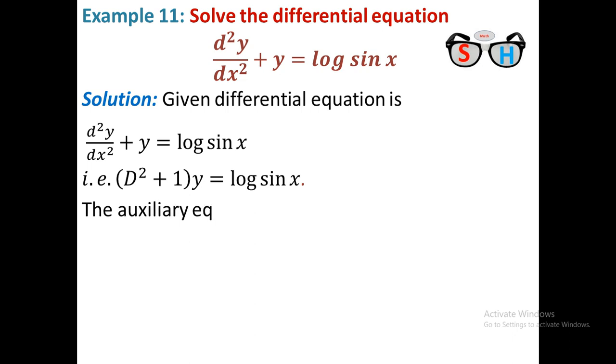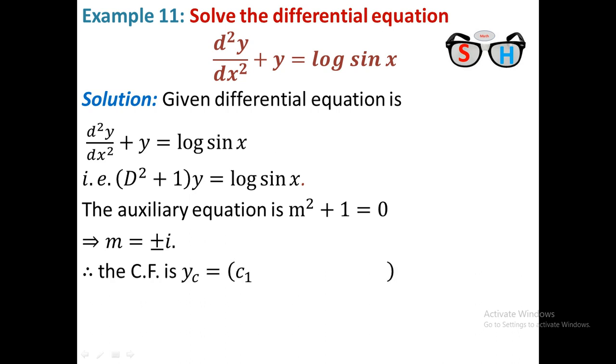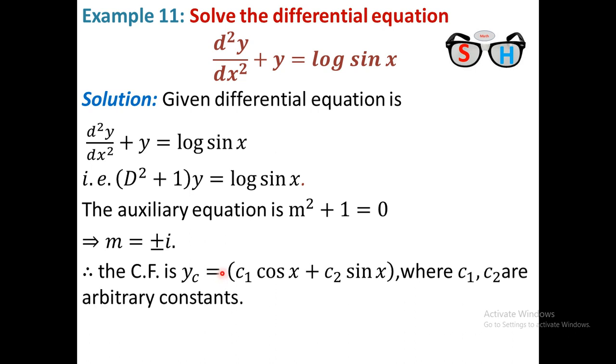All of you know about the auxiliary equation. The auxiliary equation is m square plus 1 equal to 0. Just replace D by m. The values of m are plus minus i, that is of the form alpha plus minus i beta with alpha equal to 0 and beta equal to 1. Therefore the complementary function will be e to the power alpha x, that is e to the power 0, which means 1, times c1 cos beta x, where beta is 1 because the coefficient of i is plus minus 1. Therefore c1 cos x plus c2 sin x. This is the complementary function.